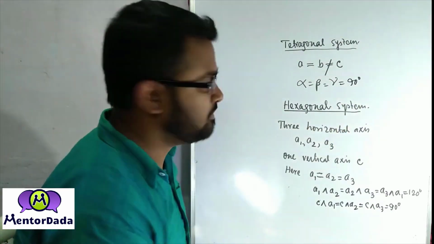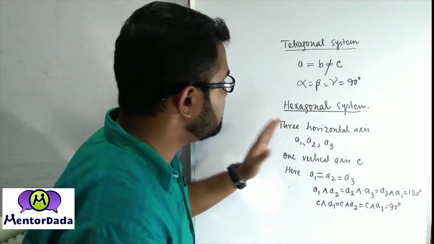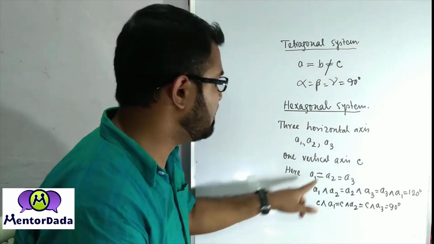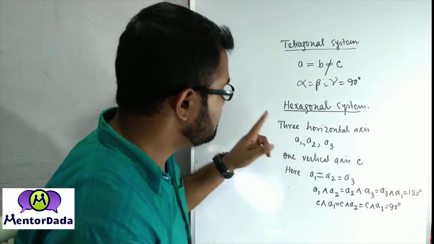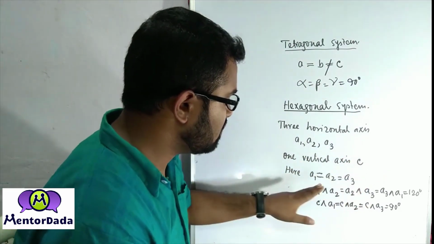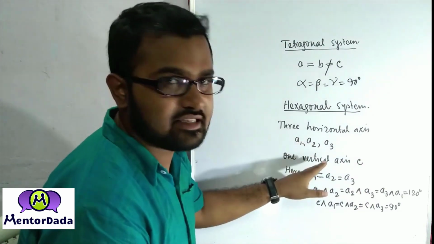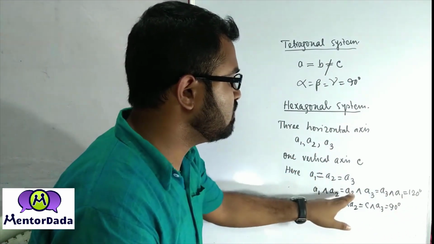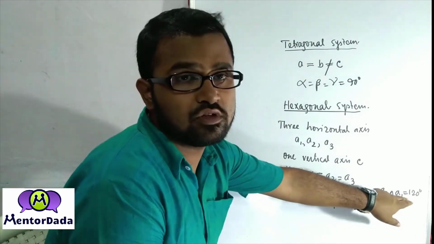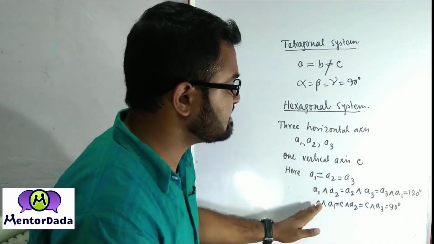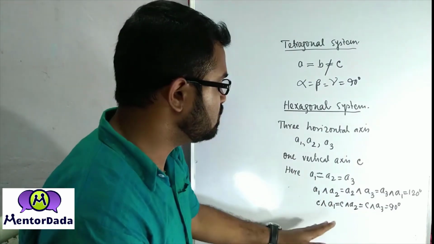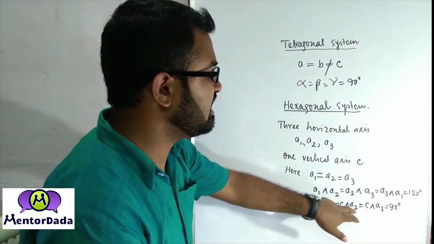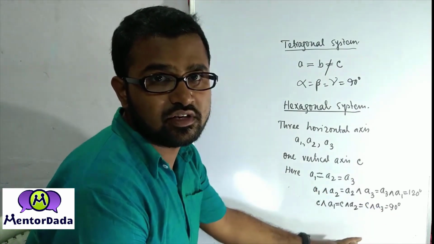Next is the hexagonal system. Here there are three horizontal axes and they are named as A1, A2, A3, and these three are equal in length, and the vertical axis is C. All the horizontal axes make a 120-degree angle, that is A1 angle A2 equals A2 angle A3 equals A3 angle A1 equals 120 degrees, and the C axis here is mutually perpendicular to all the horizontal axes, and hence C angle A1 equals C angle A2 equals C angle A3 equals 90 degrees.